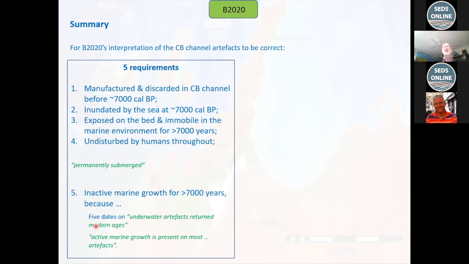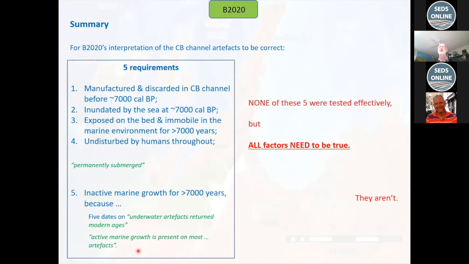The five dates that they have had on these artifacts all return modern ages. In fact, they state, because active marine growth is present on most artifacts. So we don't know how old these artifacts are. So of these five requirements, none of them were tested effectively, but for the arguments to be true, all of these need to be true. They aren't.